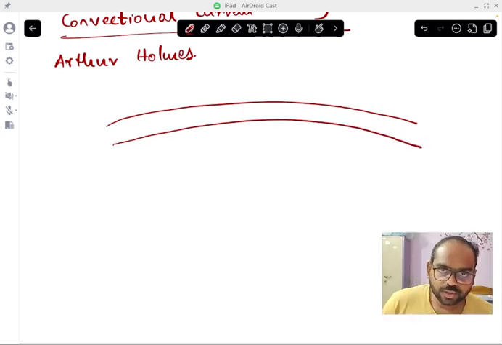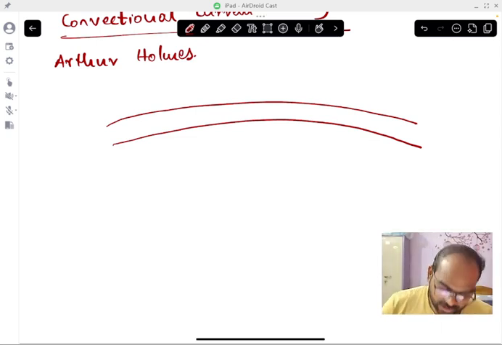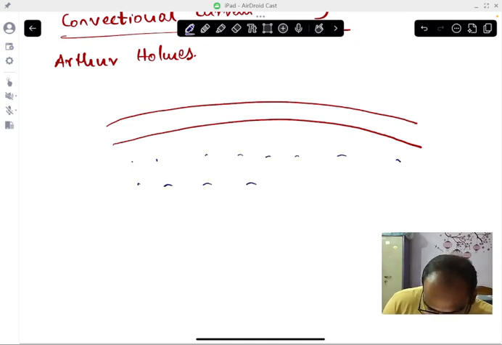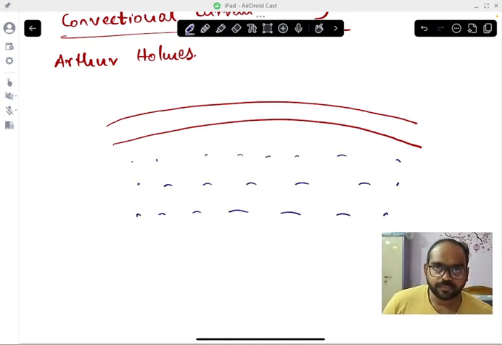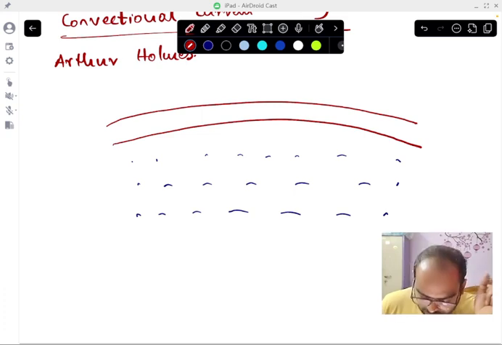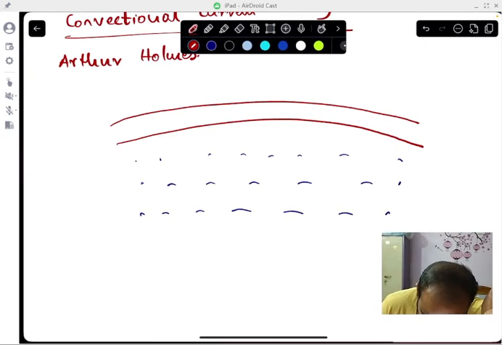See, this is the crust. Below the crust we have the mantle, the upper mantle. What does the upper mantle consist of? The upper mantle consists of magma, or asthenosphere. Due to radioactive decay, there are radioactive elements here.